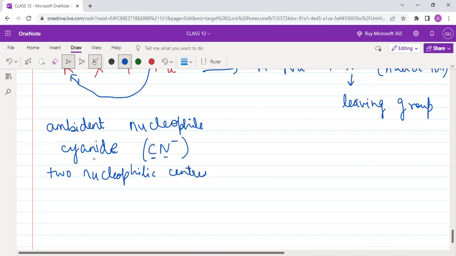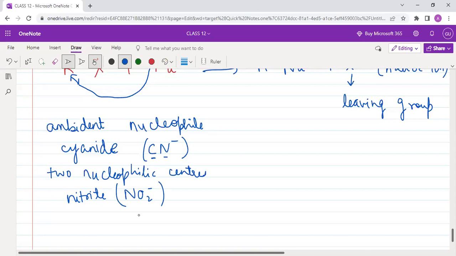The first example is cyanide, and the next example is nitrite, NO2 minus. Here it can attach to the compound through nitrogen or oxygen. Such nucleophiles which have more than one nucleophilic center are called ambident nucleophiles. You should remember at least two examples, cyanide and nitrite.